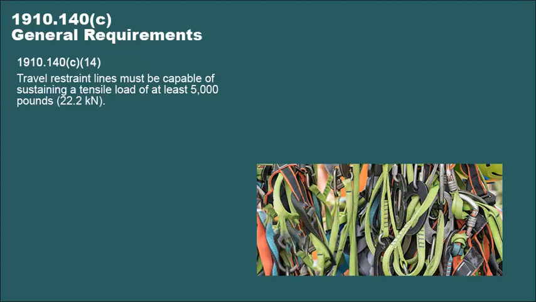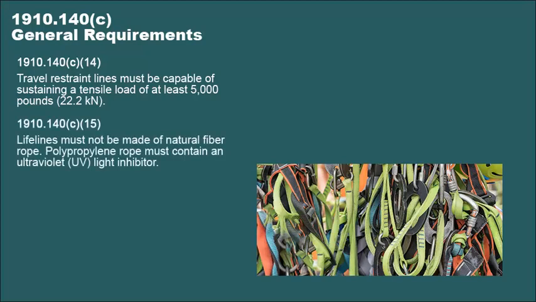1910.140(c)(14) states travel restraint lines should have a tensile load of at least 5,000 pounds. Natural fiber rope should not be used in personal fall protection systems. Polypropylene rope must contain a UV light inhibitor. This keeps the sun and weather from breaking down the rope.